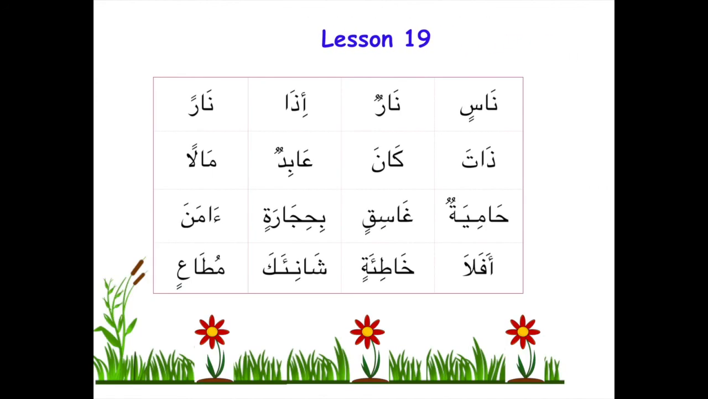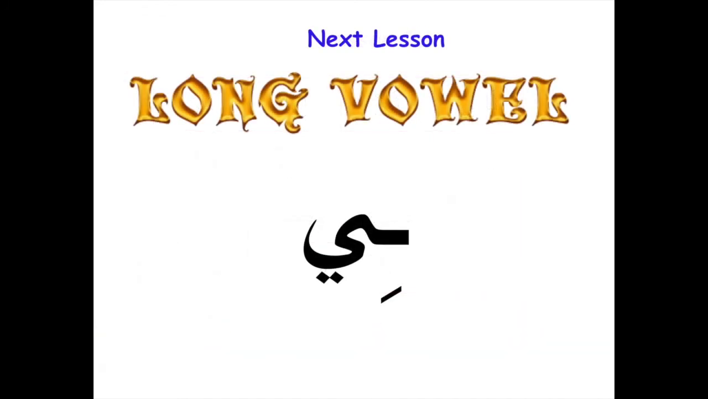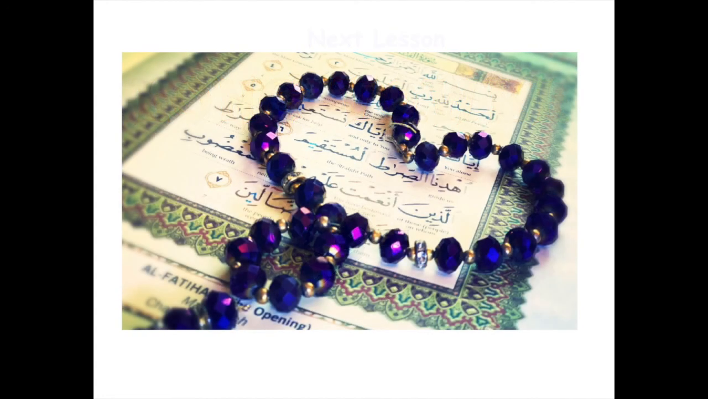In lesson number 19, to look at the words and how they look, we have nasin, not nasin, it's nasin, narun, idha, naran, and so on. So check out lesson number 19 for that. And then the next lesson to come will be the kasra or the ya for the e sounds, which inshallah I will start soon. And so that is just a recap of the lessons we've had so far.